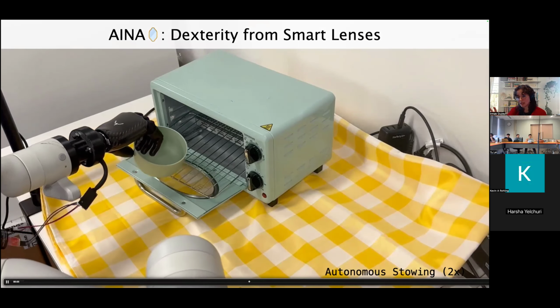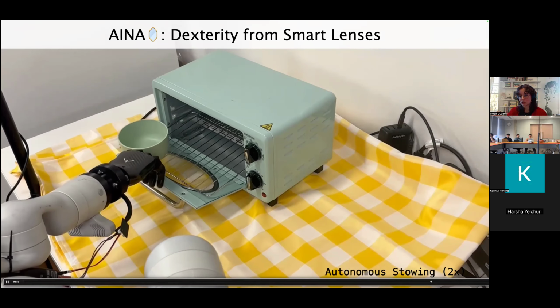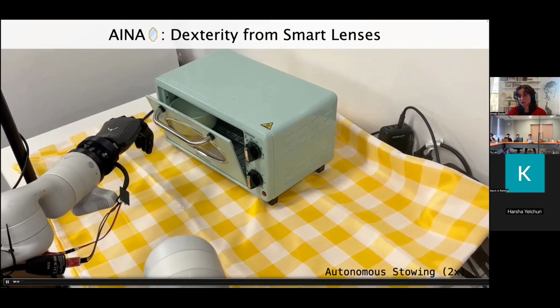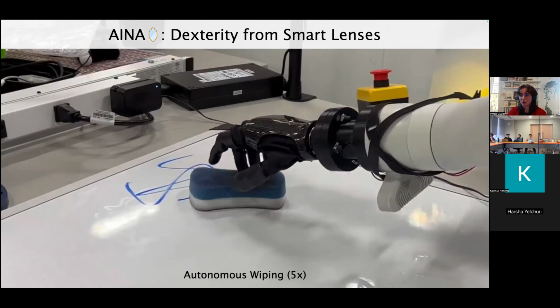This is the stowing task. It picks up the ball and closes the lid. Then this is the example of the wiping task.